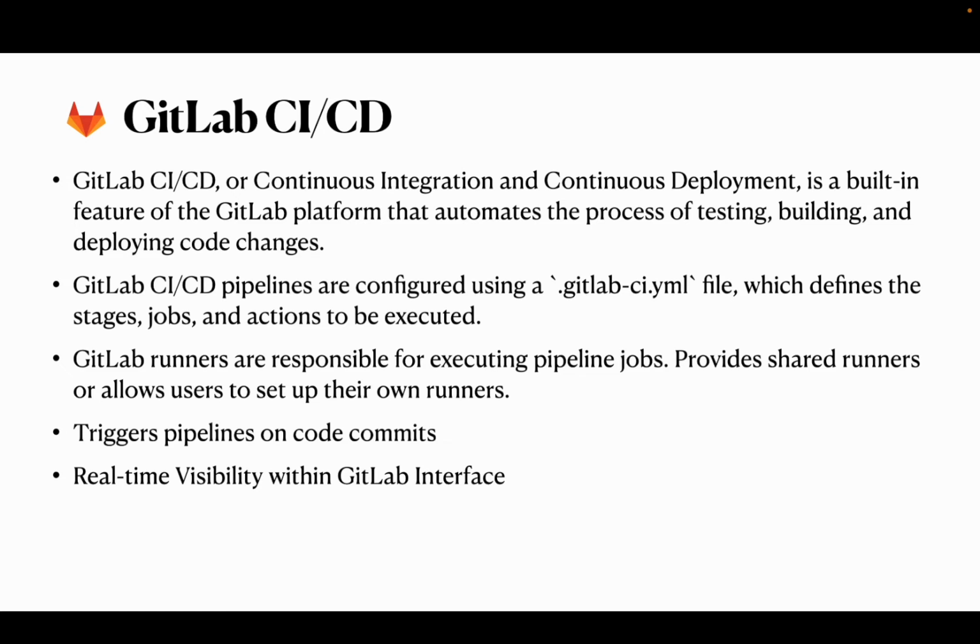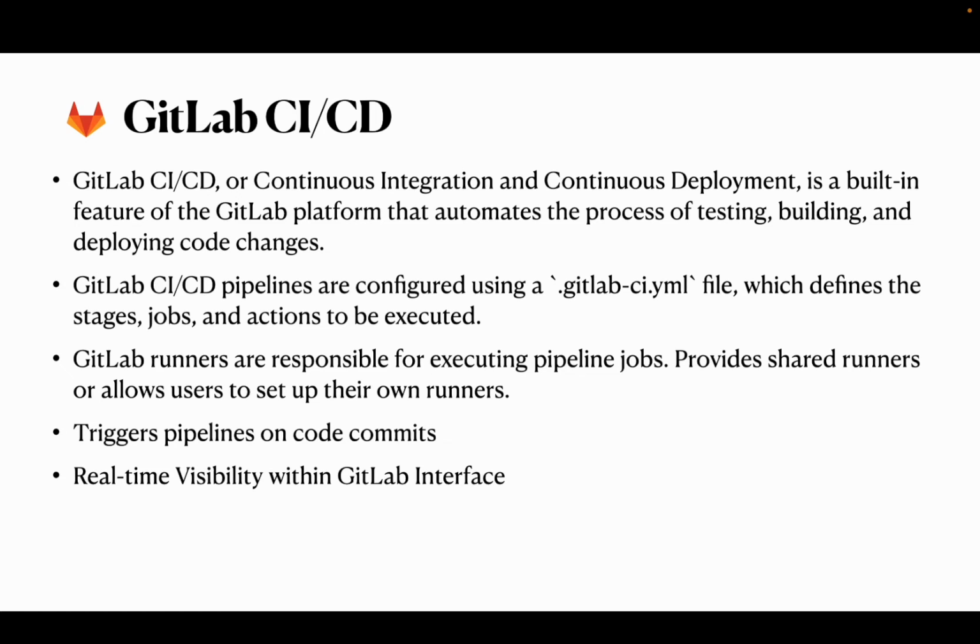These need to be configured in a .gitlab-ci.yml file, which defines stages, jobs and actions, what steps are going to be executed, and these particular jobs will be running on some runners. We can assign different runners to each job, and these GitLab runners will by default run on Docker images. A GitLab runner is nothing but a Docker image.